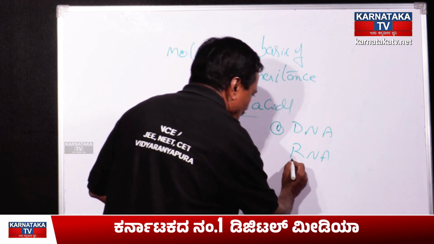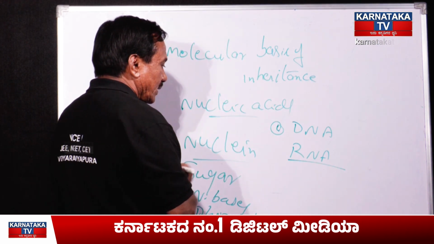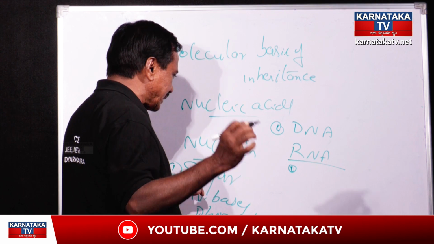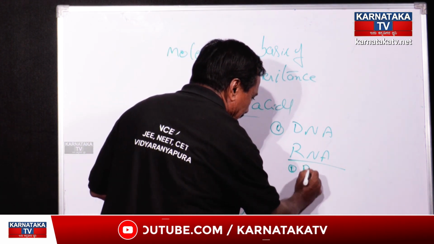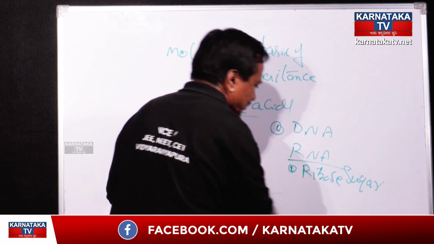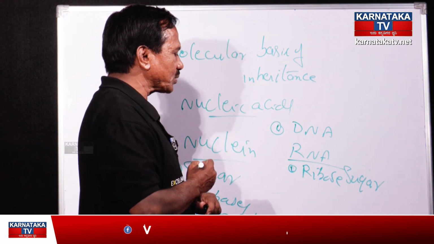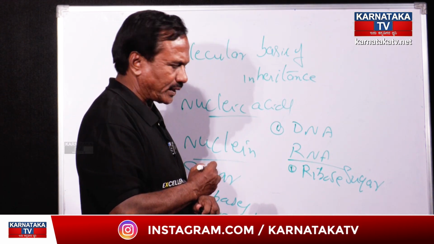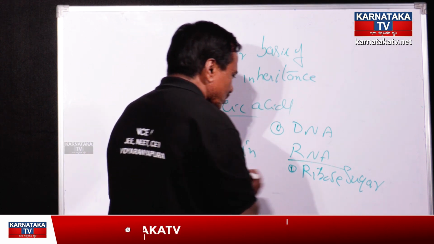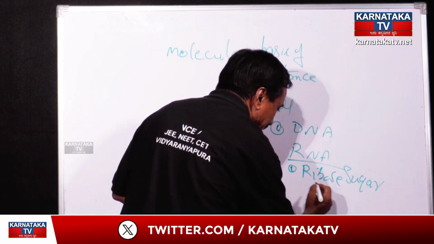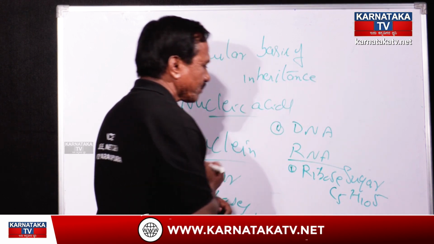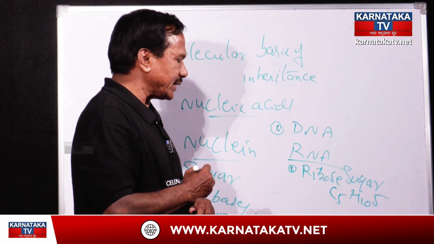For example, components of RNA. The sugar present in RNA is called the ribose sugar. Remember that this ribose sugar is a pentose sugar. It means it consists of 5 carbon atoms. So the formula of the ribose sugar is C5H10O5. So this is the sugar present in RNA.